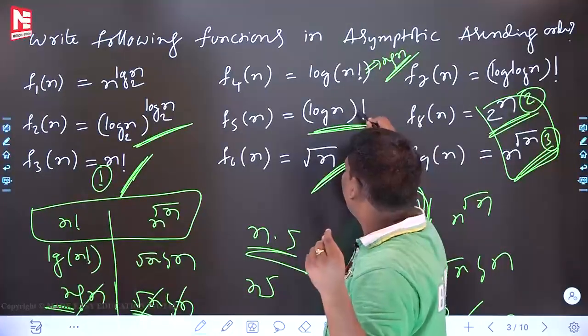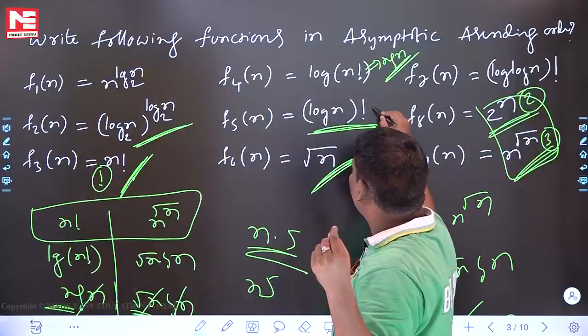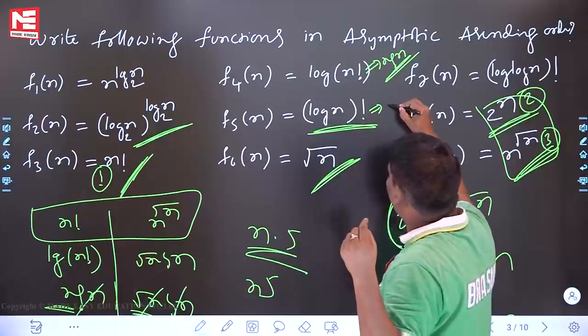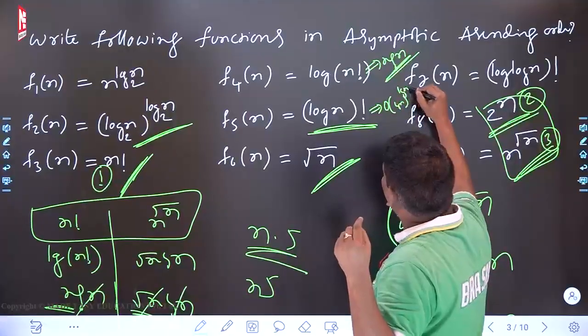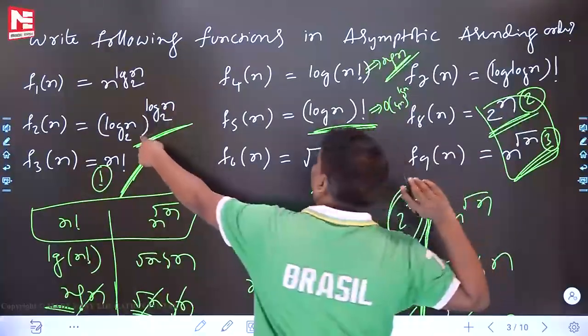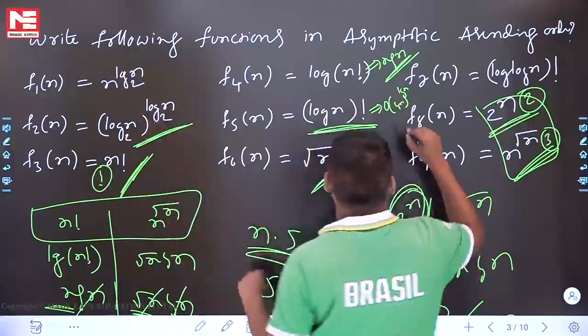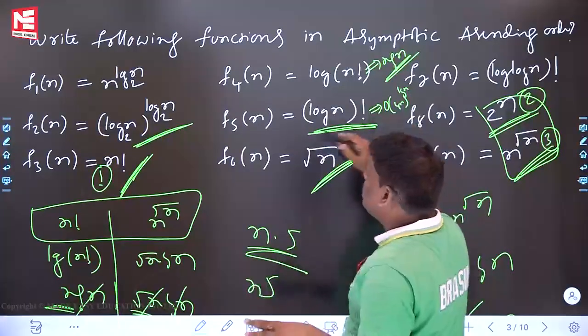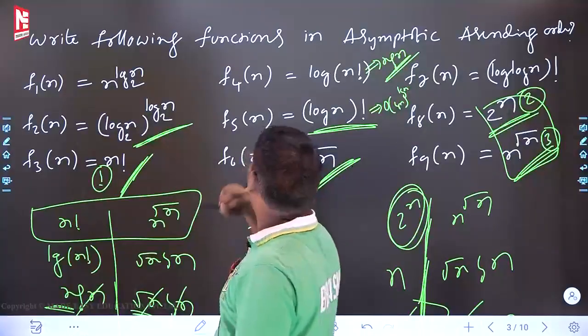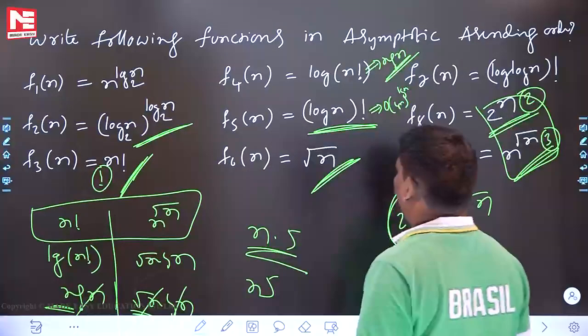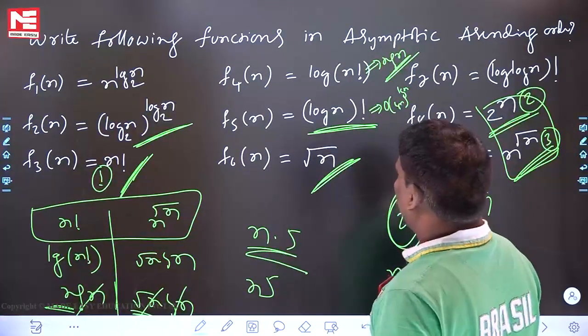Can you see log n factorial? Its upper bound is going to be log n power log n. I am saying upper bound. The actual one is smaller, and the upper bound is log n power log n. So, can you help me compare f5 and f2, who is bigger? I think f2 is bigger. Afterwards maybe f5. Right? Next one.